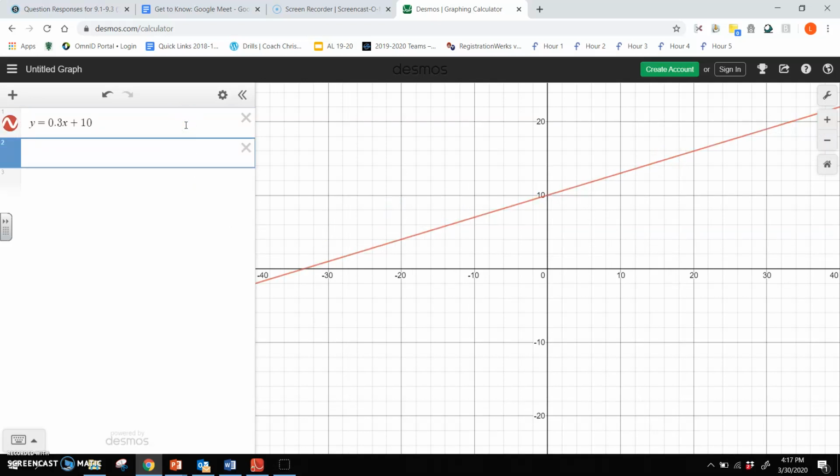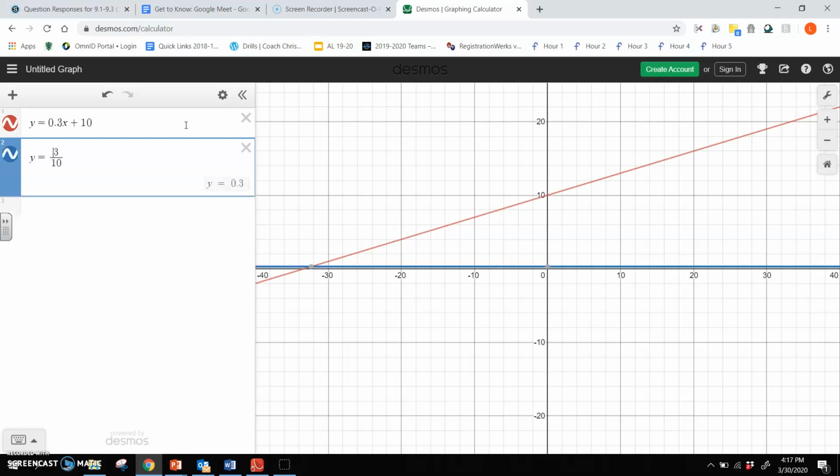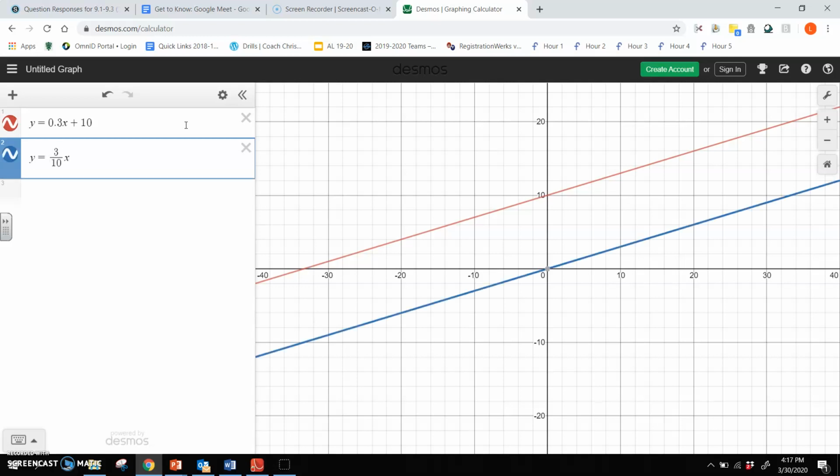So that's the red line. And then I do 3/10, and it converts it to a fraction for me. I forgot to do the y equals x plus 10. And again, we can see that that graph is exactly on the line.